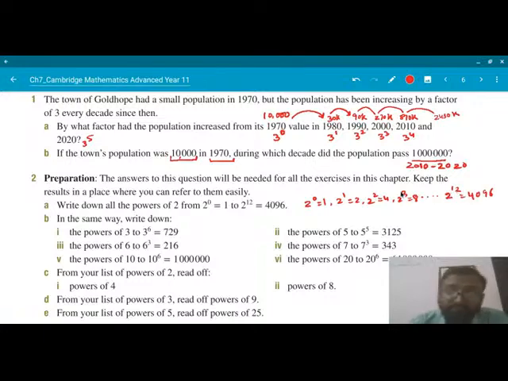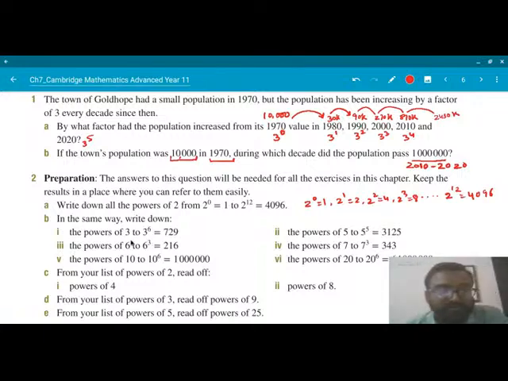Not 2 power 12, we need at least 2 power 6. 2 power 5 is 32. So you have to remember answers like this. What is 2 power 5? It is 32. Until 2 power 5 you should remember. I suggest not 2 power 6, even 2 power 5.